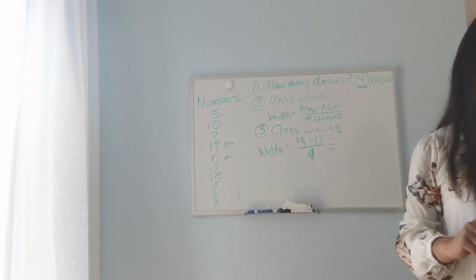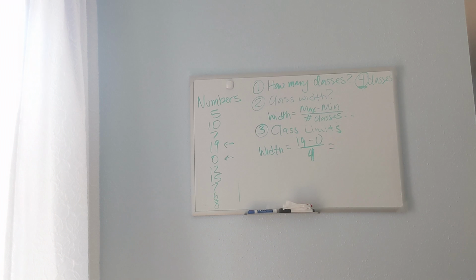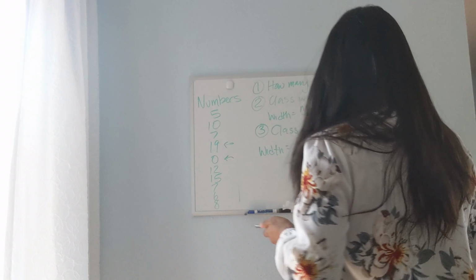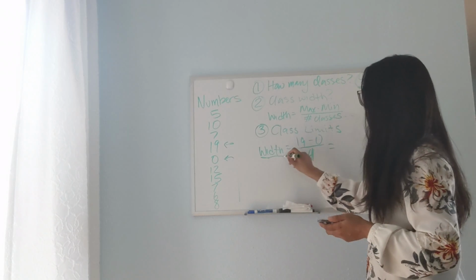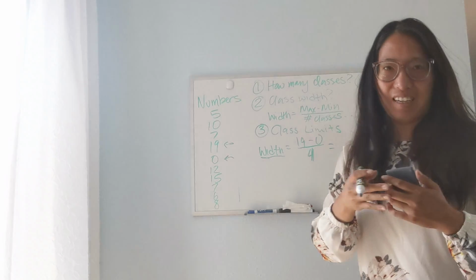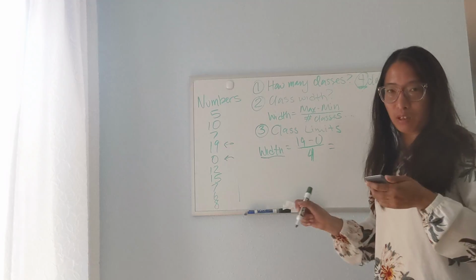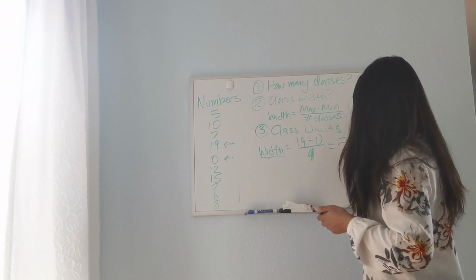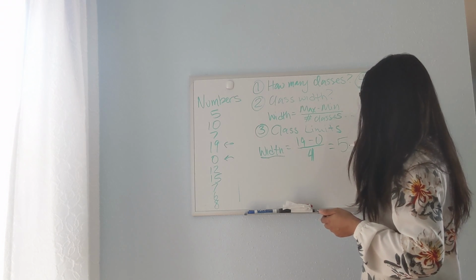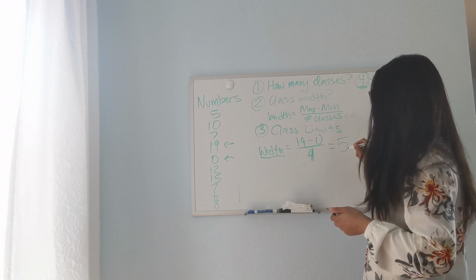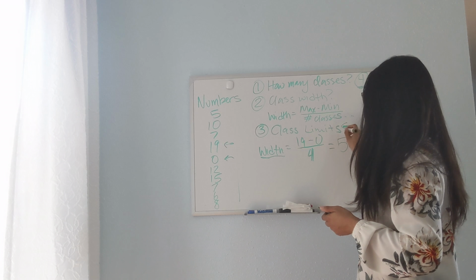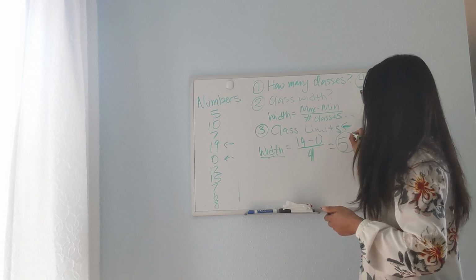So let me get my calculator. It comes out to 4.75, but it's hard to make your width a fraction of a number, so I'm going to round up to 5. Okay, so then you need to figure out your class limits, right? We know that our width is 5.